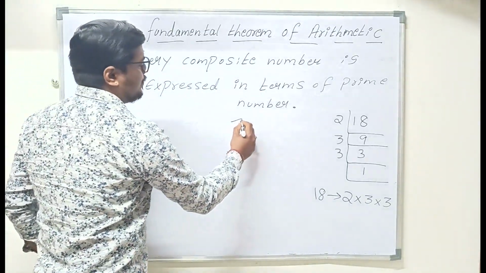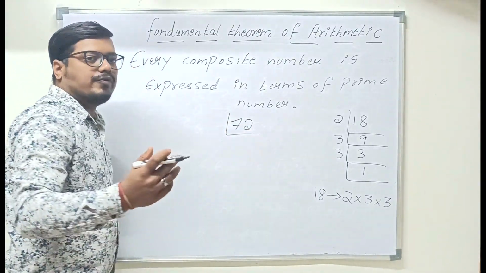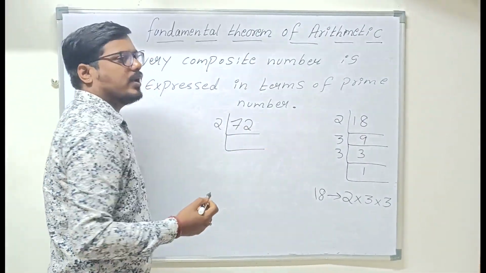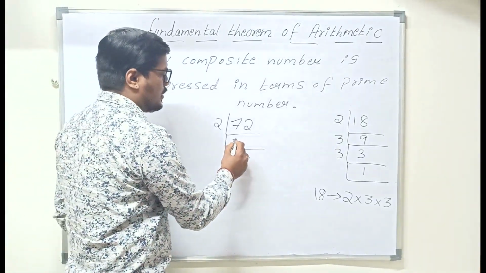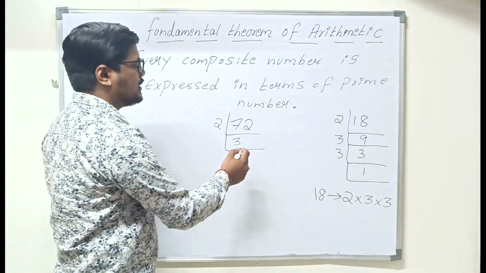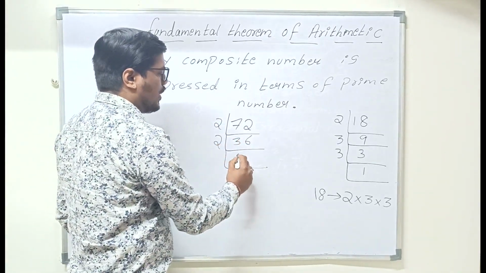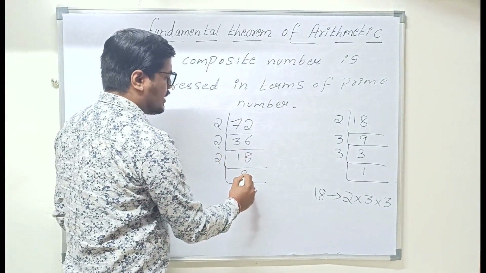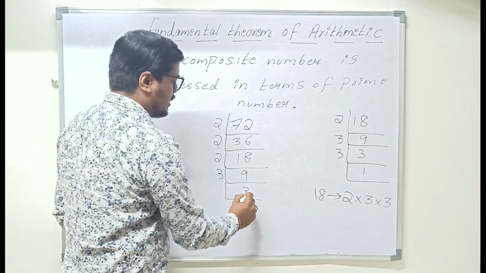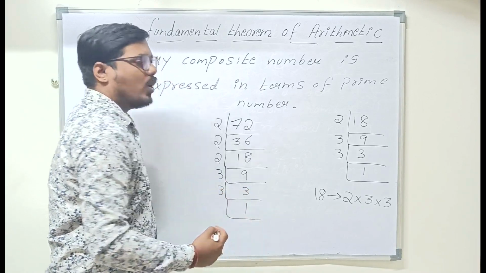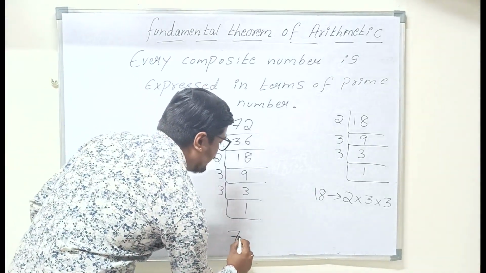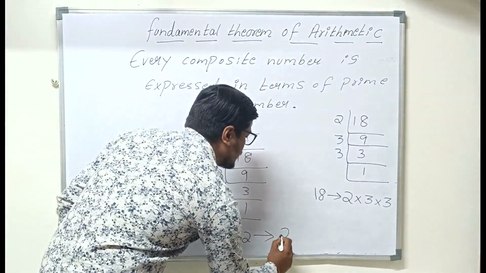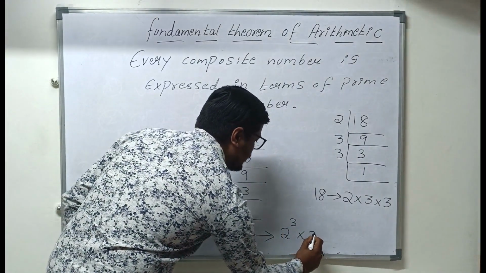Let us take one more example, that is 72. Along with me you can also start solving. It's an even number, so divide by 2. 2 3s are 6, 2 6s are 12, 2 1s are 2, 2 8s are 16. Similarly 2 9s are 18, 3 3s are 9, then 3 1s are 3. Now how can I express 72 in terms of prime numbers? How many 2s do we have, children? 3. So I can write this as 2 power 3 and 3 power 2.